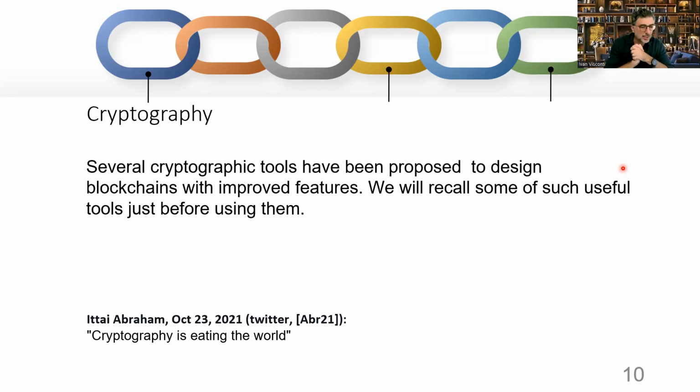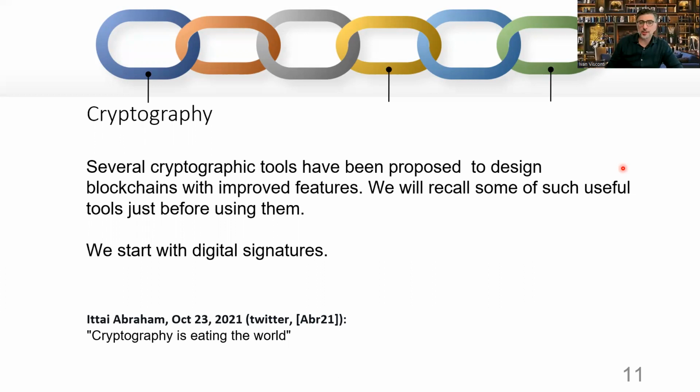There is a nice tweet of Itai Abraham that says cryptography is eating the world, which, at least in my interpretation, means that whatever you are doing, artificial intelligence, consensus, whatever you're trying to do, you can have brilliant ideas, but when you want to deploy what you are doing, you will have to face adversaries, and you will have to go through cryptographic tools in order to make it secure.